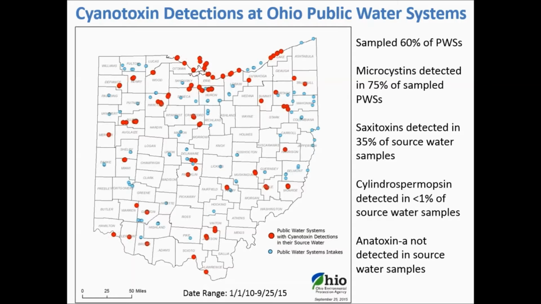Anatoxin-a has also not been detected at an intake sample, but has been detected at low concentrations below our drinking water threshold at beaches. Overall, cyanotoxin occurrence is very widespread throughout the state and occurs in a variety of source waters, from large rivers to small upground reservoirs and to our largest source, Lake Erie. Next slide.